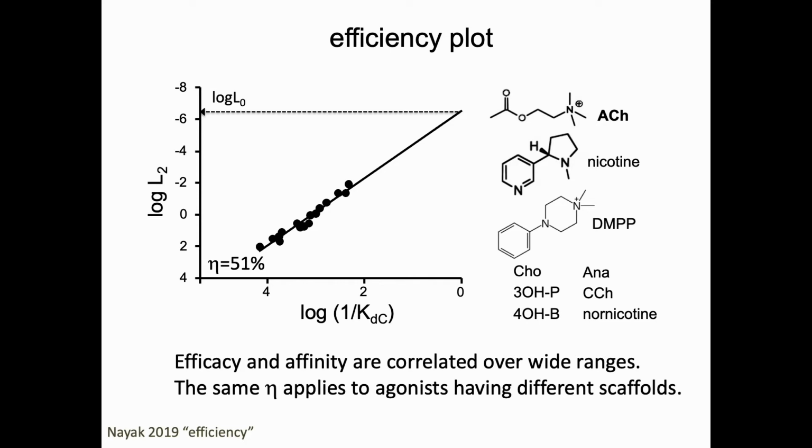They have the same efficiency, which turns out to be 51%. And that's true for agonists, again, that have a very wide range of affinities and efficacies. And also, they have different structural scaffoldings. So ACh, nicotine, and DMPP don't exactly look like each other, but they all fall on this same plot. So the same efficiency applies to agonists having different scaffolds.